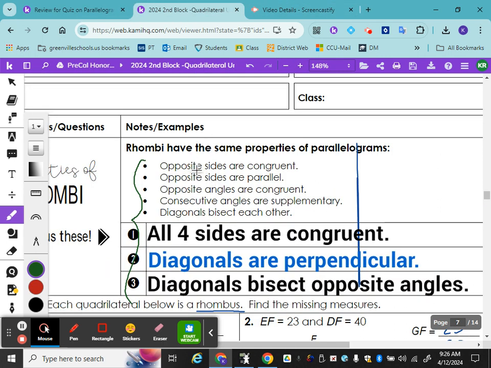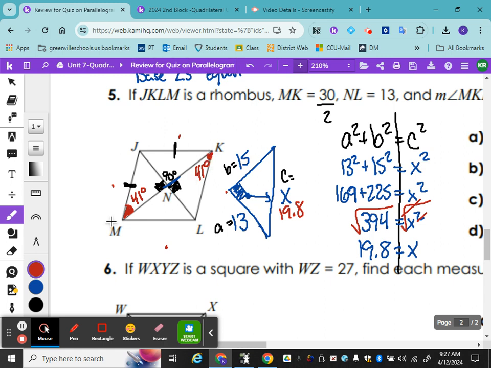So let me go back. What do we know about angles? Opposite angles are congruent. Consecutive angles are supplementary. Okay, the two angles add to 180. Diagonals, that doesn't have to do with angles. Oh, diagonals bisect opposite angles. So this diagonal cuts this angle in half. So if this is 41, this is 41. If this is 41, this is 41. So together it makes 82. 41 plus 41 is 82. Opposite angles are equal. The whole opposite angle is equal. This whole angle is 82.